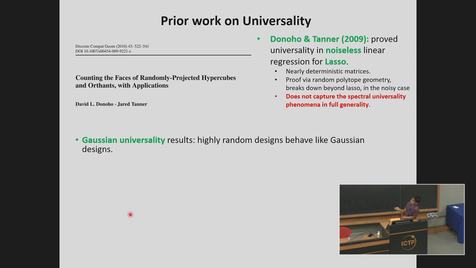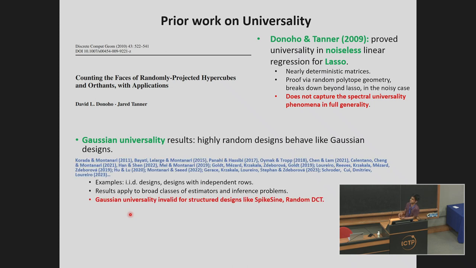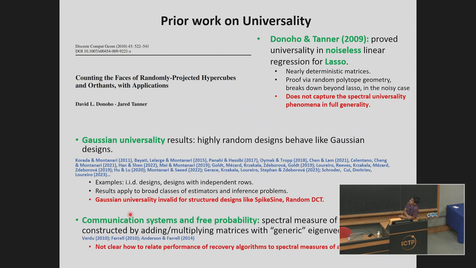And then there's a long line of work, and we heard some talks about Gaussian universality. These results say that if you have a highly random design, it often behaves like a Gaussian design. By highly random designs, I mean designs either with IID entries or designs with independent rows, but with possible correlations within the row. The nice thing about these results is that they're very broad. They apply to essentially very general problems. But unfortunately, Gaussian universality is not valid for these very structured designs that I'm talking about. These designs just don't behave like Gaussian designs. You can even see this in simulations where these designs don't follow Gaussian universality.